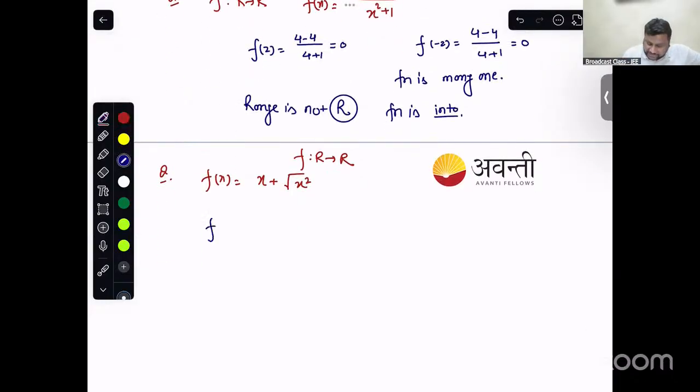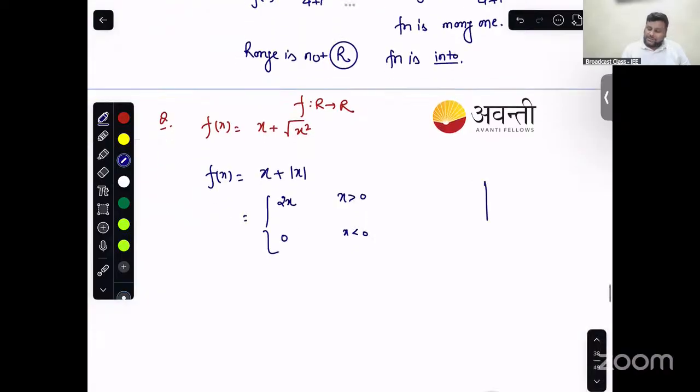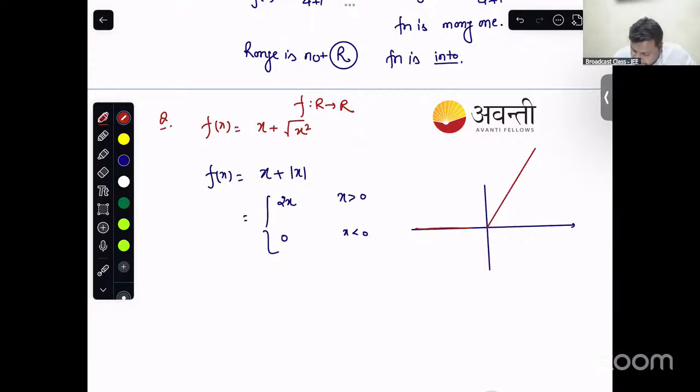Realize this function f(x), can I write it as x plus under root of x square is not x, it is mod x. So this function is x plus mod x. Yes or no? If x is more than 0, it is going to be 2x. If x is less than 0, it is x minus x, which will be 0. If you draw its graph, after 0, it is 2x. Before 0, it is 0. So certainly it is many one function.